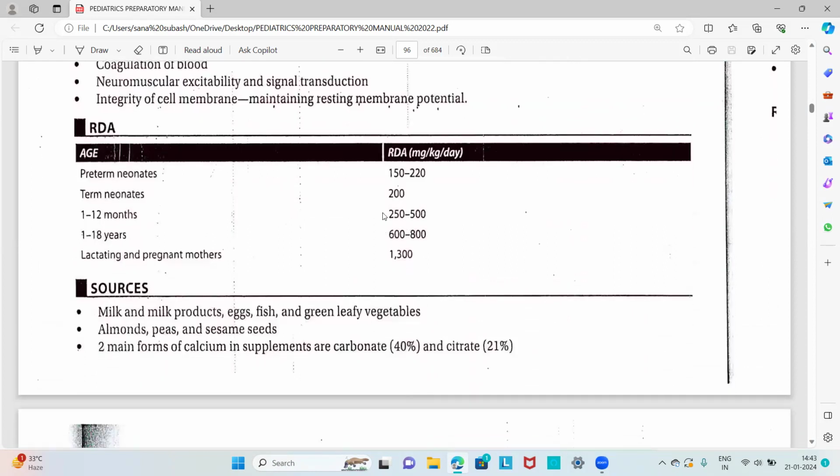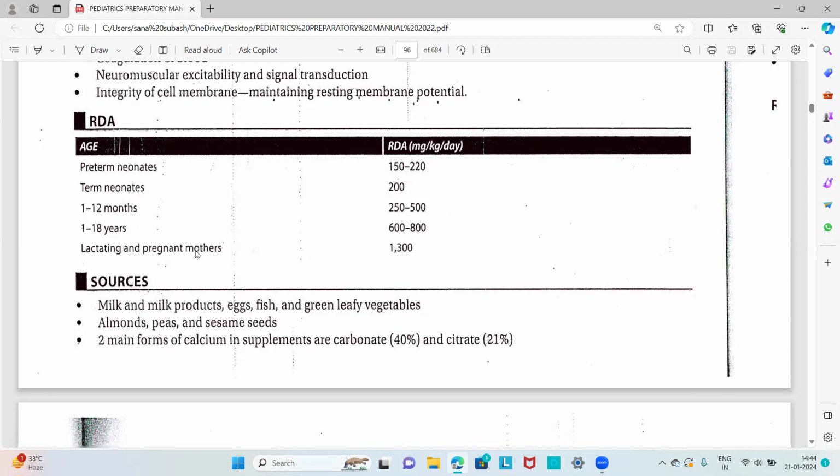Then what is the recommended daily allowance for calcium? This is an important 1 mark question: the recommended daily allowance of calcium in different age groups. In preterm neonates, it is 150 to 220 milligram per kilogram per day, and in term neonates, it is 200 milligram per kilogram per day. In 1 to 12 months of age, that is infancy, it is 250 to 500 milligram per kilogram per day. In 1 to 18 years of age, it is 600 to 800 milligram per kilogram per day. In lactating and pregnant mothers, the calcium requirement is increased, so the recommended daily allowance is 1,300 milligram per kilogram per day.